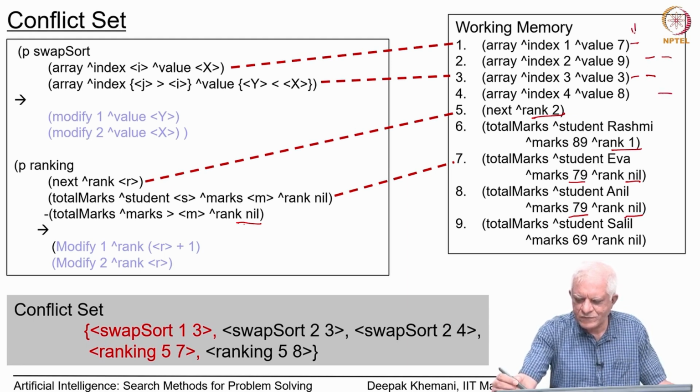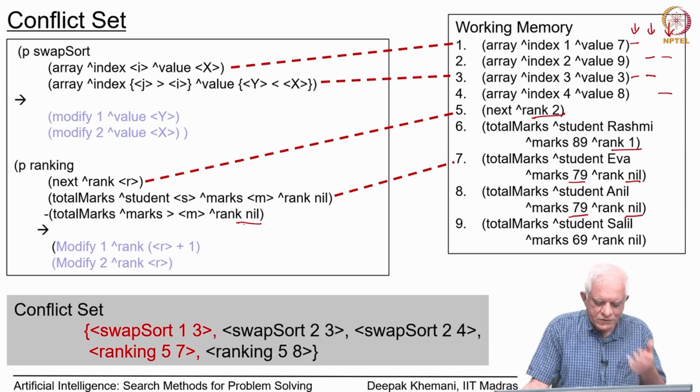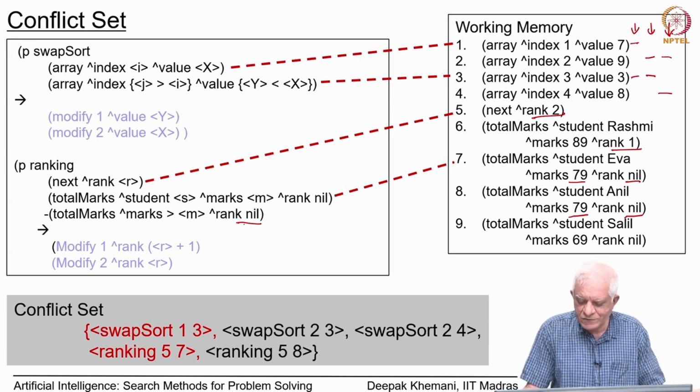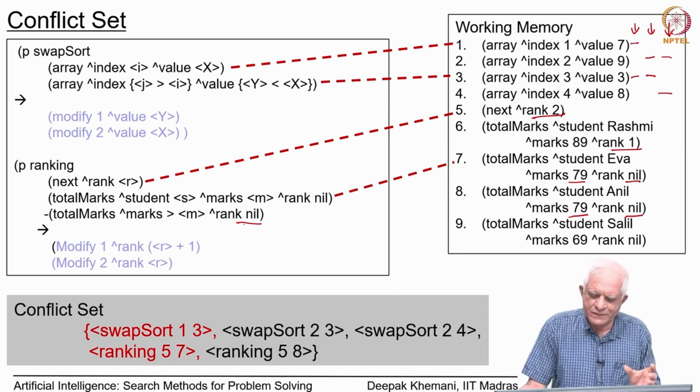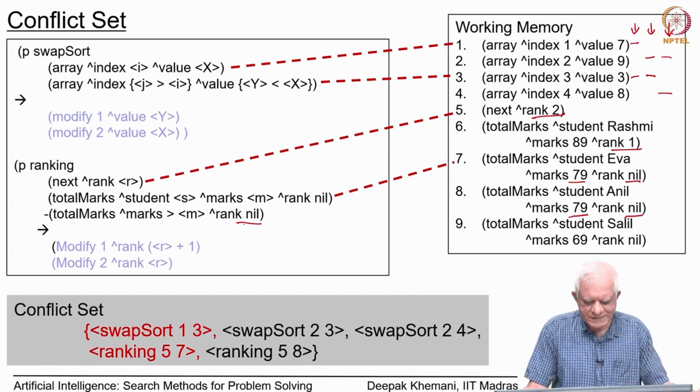So, there are 3 instances of rules which are ready to fire, and all 3 go into the conflict set. Likewise, there are 2 instances of the ranking rule. We already observed that both Eva and Anil can get rank 2, and so we have these 2 elements in the set, and that is what is called a conflict set. A conflict set is a set, each element is a tuple made up of a rule name and the timestamps of the data with which it is matching. So, we will access working memory elements by their timestamps essentially.